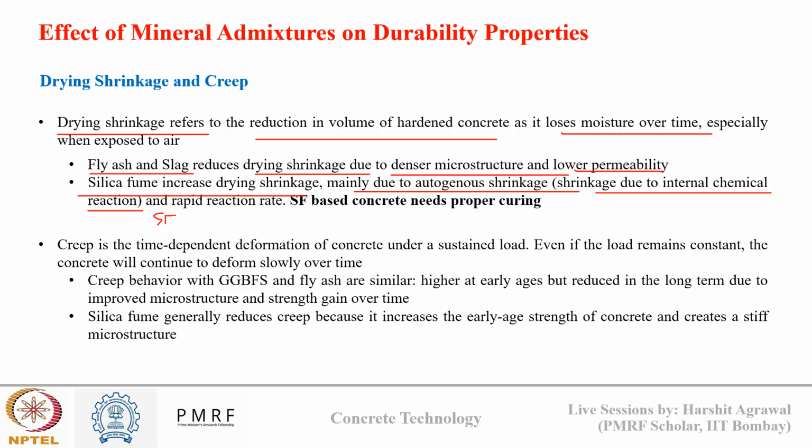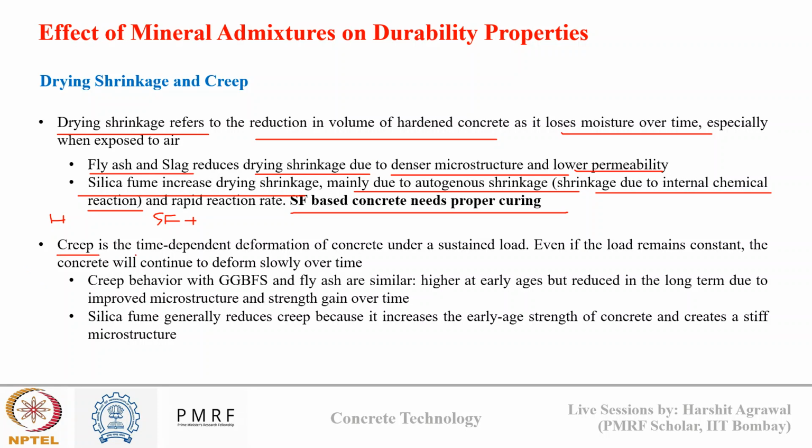Silica fume reacts very rapidly with concrete, and due to this rapid reaction there is heat generation inside concrete, and that heat generation can lead to evaporation of moisture, which can lead to shrinkage issues in concrete. So that's why it is said that silica fume based concrete needs proper curing. However, fly ash and slag, they reduce drying shrinkage issues. Why? Because they are making denser microstructure and lower permeable concrete, and their rate of reaction is also slower. So the issue of drying shrinkage is not much in these concrete.